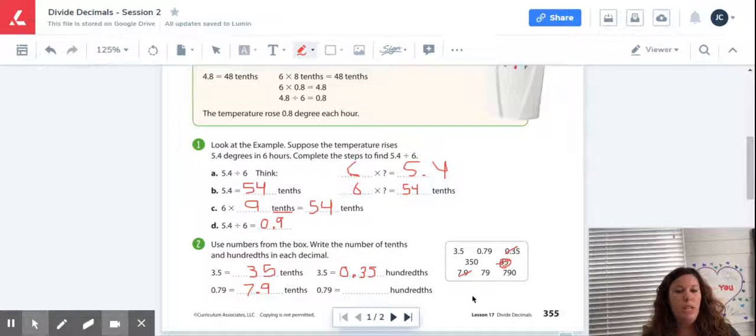And then 79 hundredths is the same thing as 79 hundredths. So because the 9 has to end in the hundredths place, which it already does, the answer is 0.79. And there's that one.